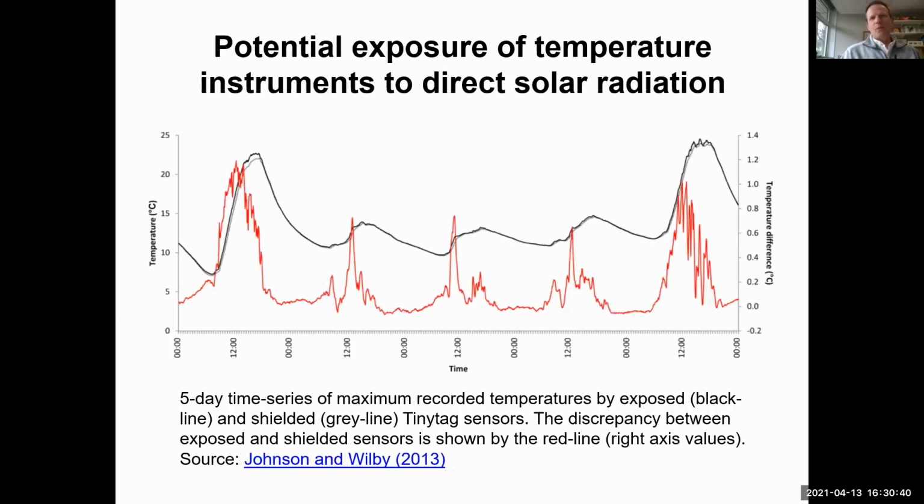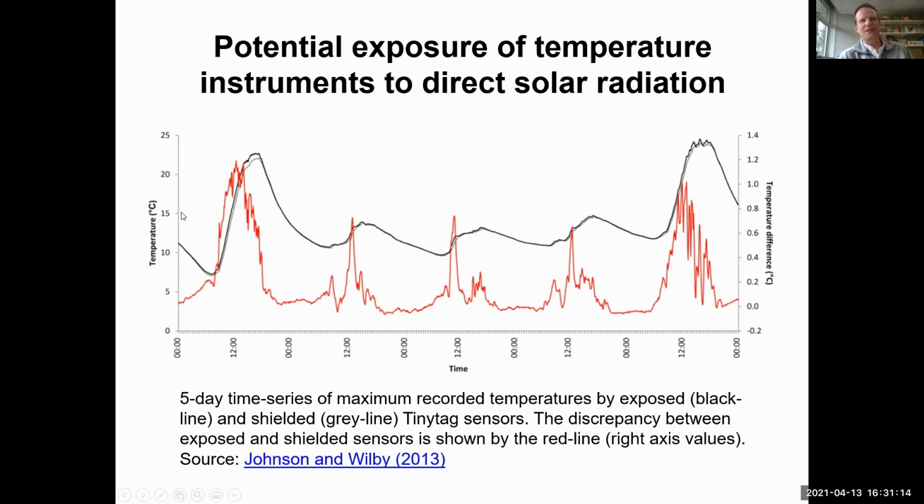And what we did through field experiments and from trials with big pools of water in my own garden, where we put these tiny tags in tanks and sometimes left them shaded or unshaded, and then compared the results between shaded and unshaded tags. So we've got the gray line is where the tag has been shaded, and the black line is where it's been exposed, so in direct sunlight.